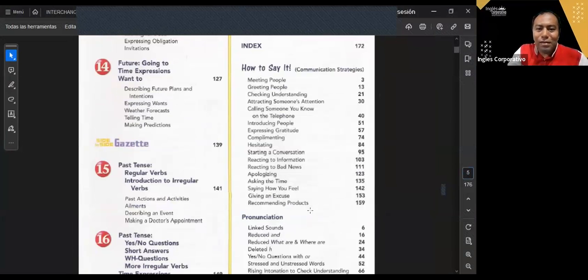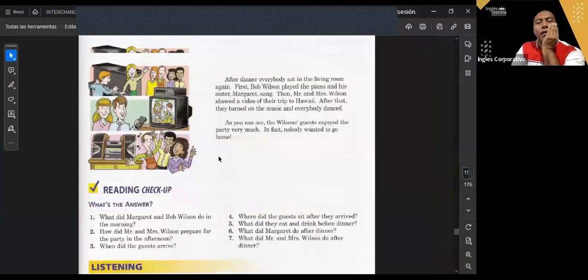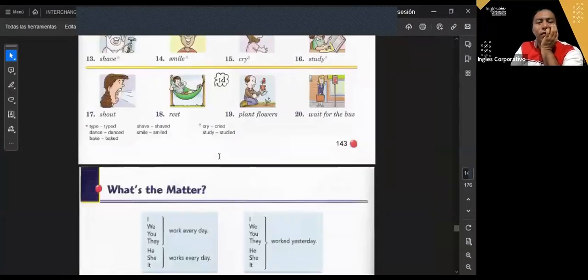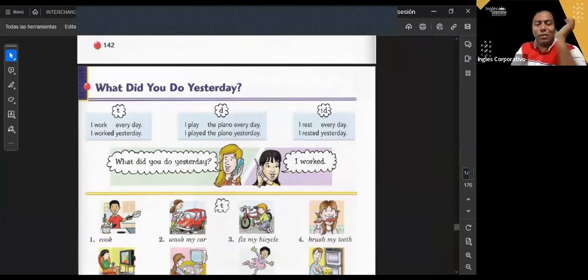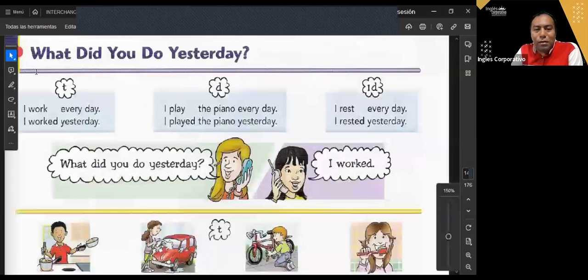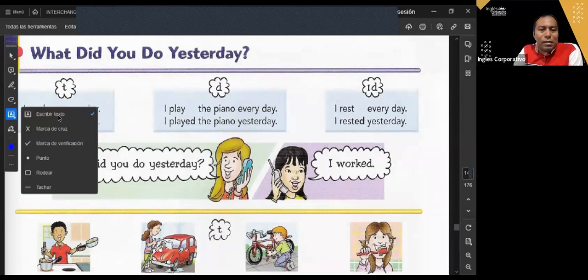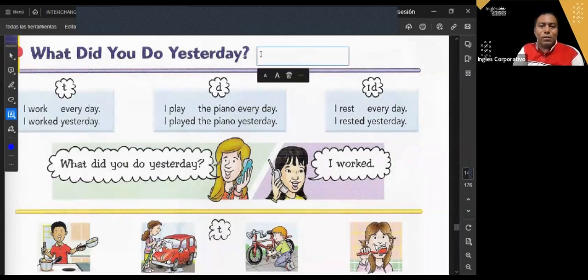Ok, ahí está. So, in this one, you have a regular verb about pronunciation. Esto tenía que ir antes. Bueno, está bien. So, what did you do last night? Entonces usted lo puede pronunciar. What did you do yesterday, también, ¿verdad? O puede pronunciarlo así como está aquí, like this, in this pronunciation.